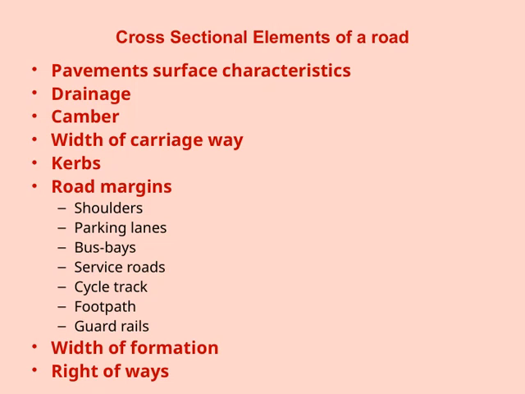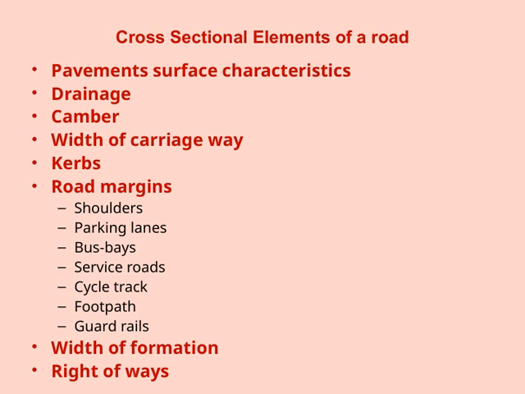Today, I will walk you through the cross-sectional elements of a road, which are essential to understanding how a road functions effectively and safely. First, let's consider the pavement surface characteristics. This includes the texture and material used, which directly impact safety, comfort, and durability. A well-designed surface minimizes skidding and ensures smooth driving.